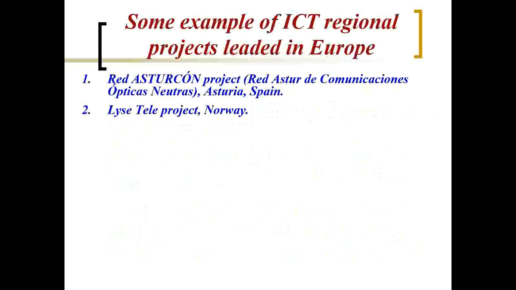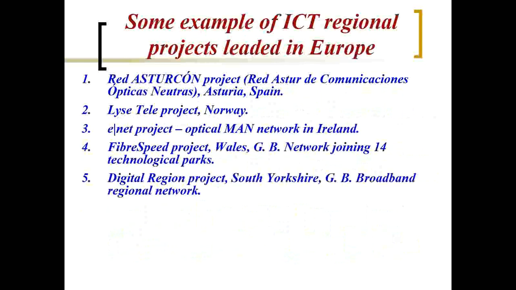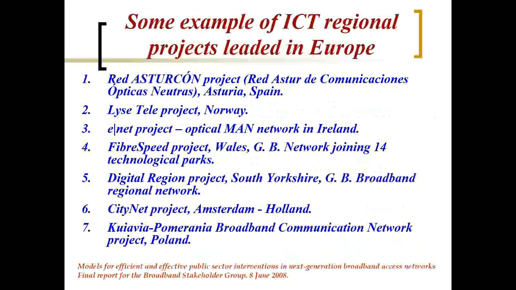Here we can see some examples of ICT regional projects which were led in Europe. The first example is the Red Astrakhan project in Spain. The second one is the Lysitele project in Norway. The ENET project, which is the optical MAN network in Ireland. The Fiberspeed project in Wales, Great Britain. The Digital Region project in South Yorkshire, also Great Britain. The CityNet project from Amsterdam. And the Kujawian-Pomeranian broadband communication network from Poland.